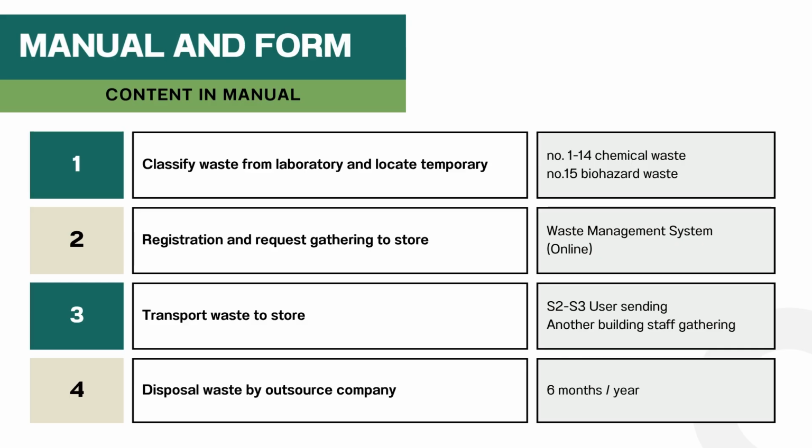The waste management process at MFU follows four major steps. First, classify the waste and place it in the correct temporary storage area. Next, register your waste in the online waste management system. Staff will then collect and move it to secure storage rooms. Finally, waste is transported to a certified facility for treatment twice per year. This system ensures that every container is monitored and safely processed.